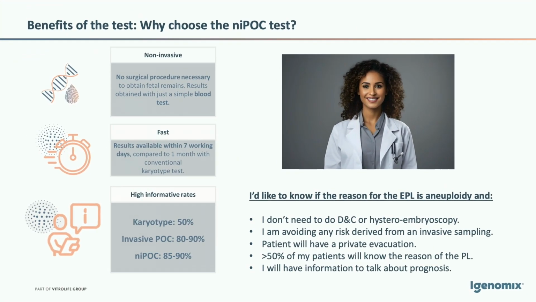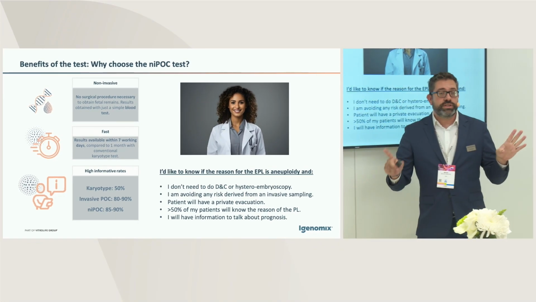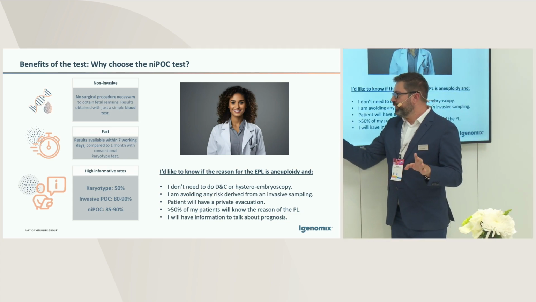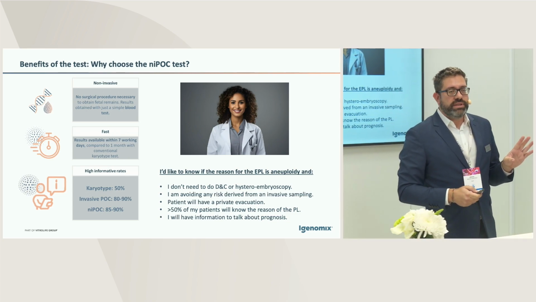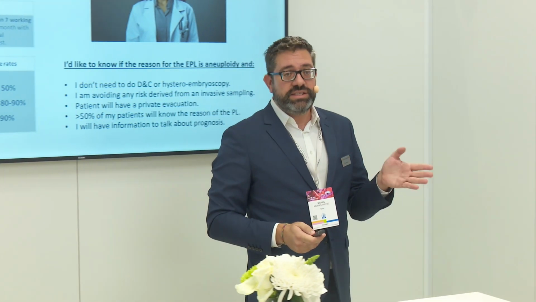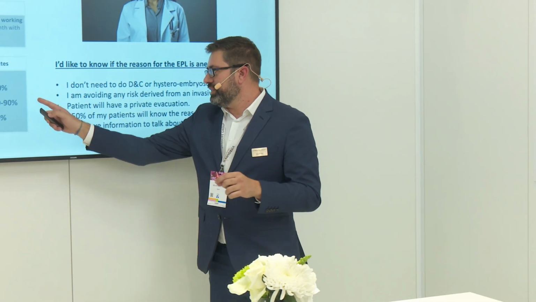So the benefits are clear. First, it's not invasive, so you don't need any surgical procedure. Second, it's fast. Our commitment is 7 working days, but we are releasing the reports in only 3 working days, as we do for the NIPT service that we already have. And it's very informative. The gold standard in many locations around the world is the karyotype, where the informativity is around 50% or less, and we are getting an informativity close to 90%, similar to other molecular approaches like the NGS or the CMA that you may find when you do the studies in the tissue.